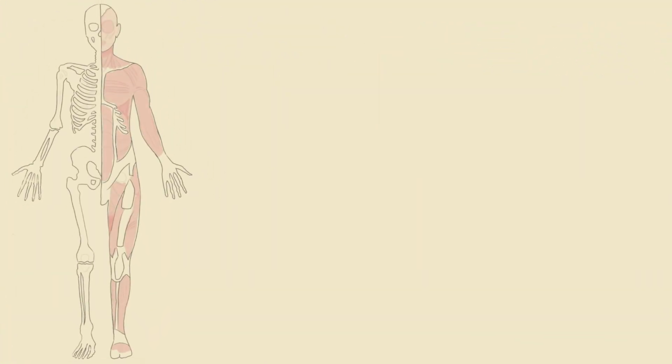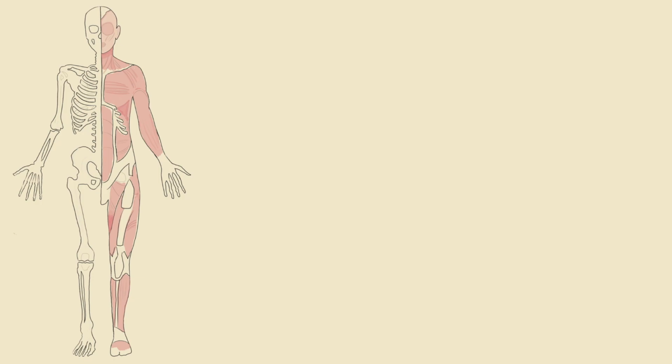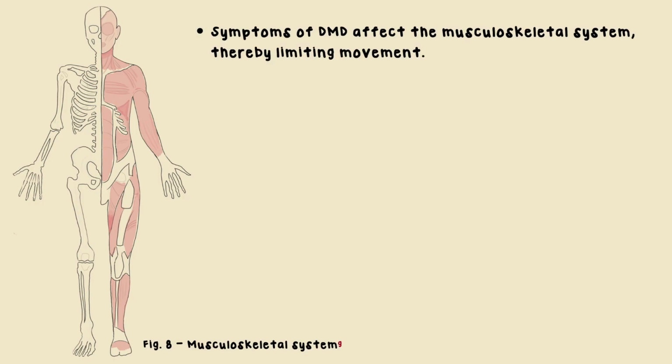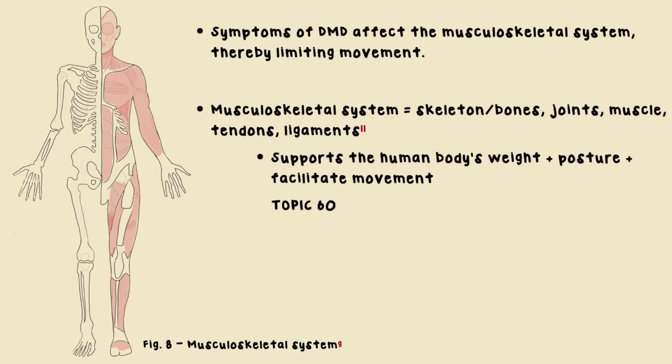Remember the musculoskeletal system from earlier? The symptoms of DMD affect the musculoskeletal system, which limits our movement, since the musculoskeletal system consists of our skeleton, bones, joints, muscles, tendons, and ligaments, all of which support the human body's weight, posture, and facilitates any movements we do. Figure 8 shows a zoomed out version of the whole musculoskeletal system.